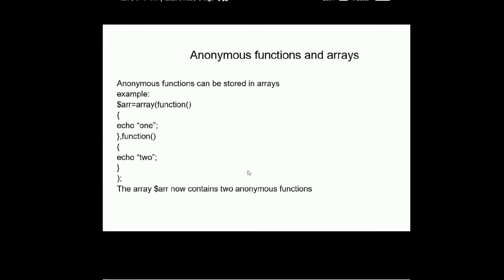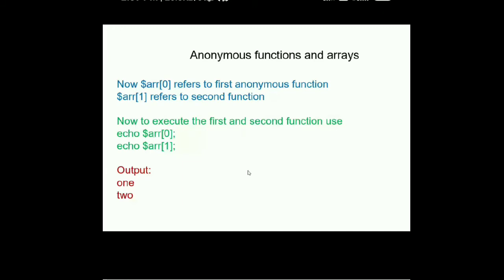The first function prints 1, the second function prints 2. I close the array and end with a semicolon. That means the array comes to an end. After this, array of 0 consists of the first anonymous function, and array of 1 consists of the second anonymous function. I will show you. Now, if I use array of 0, I will get 1 here. Why am I getting 1?